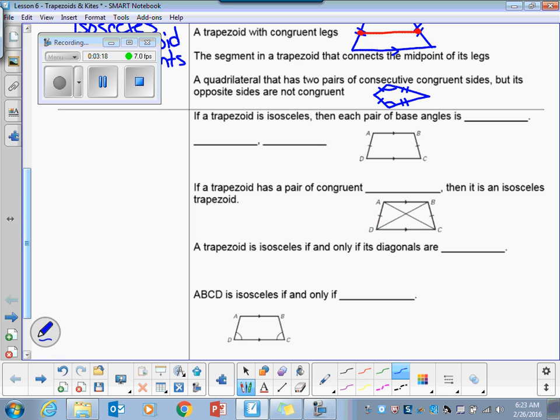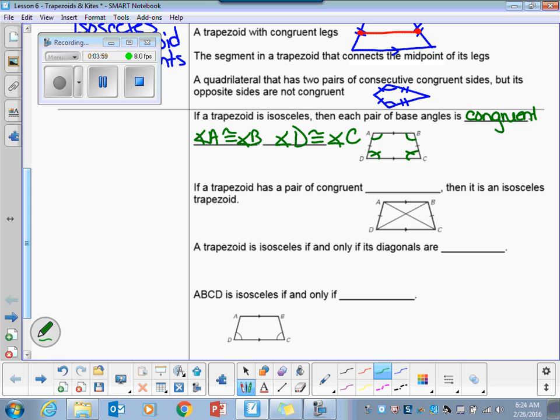Okay, no geometry lesson is complete without theorems, and here we go. If a trapezoid is isosceles, then each pair of base angles is congruent. This means angle A is congruent to angle B, and angle D is congruent to angle C. Of course, watch the way we have oriented or turned your trapezoid so that you don't get confused as to which ones are the base angles.